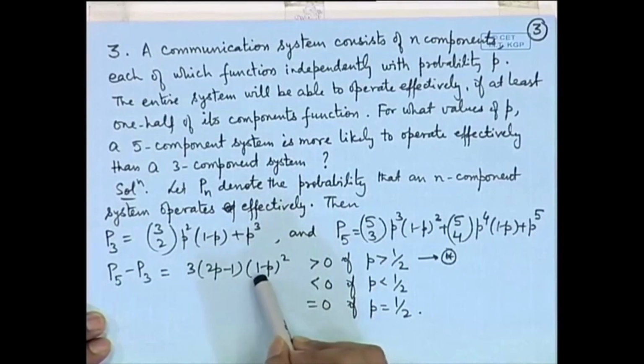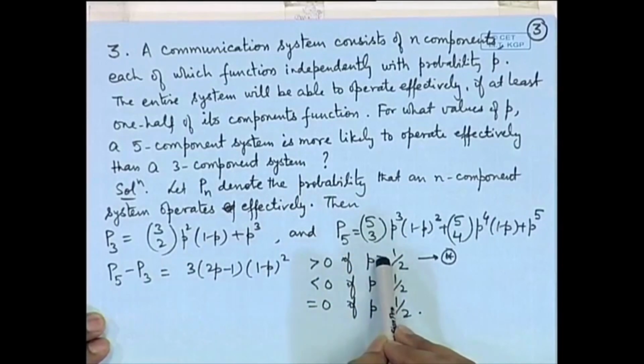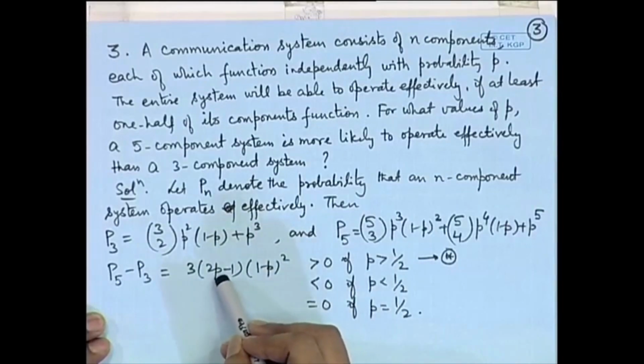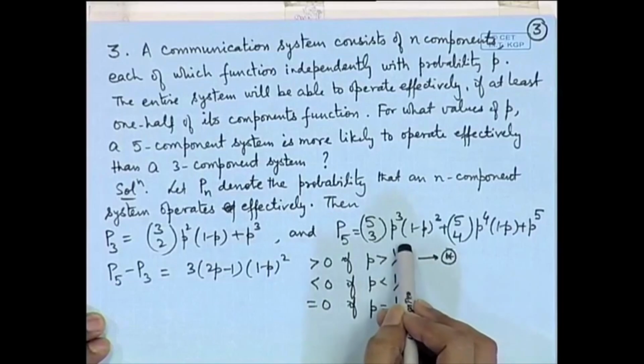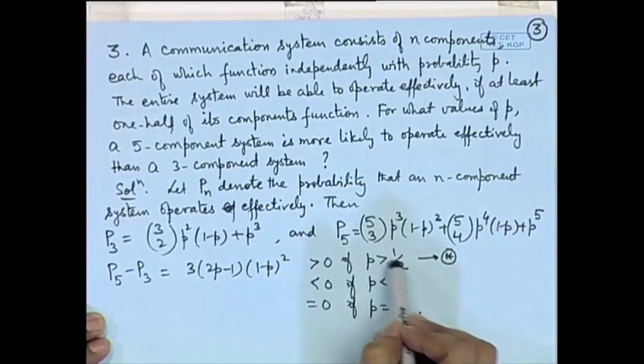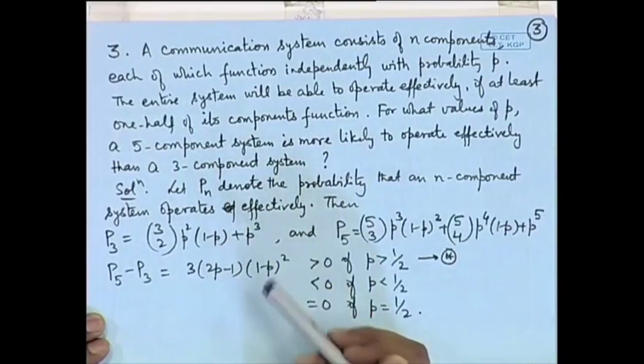Now, here you observe (1 minus p) squared is a positive term, because p is a number between 0 and 1. So, this expression is positive if p is greater than half. That means, a 5 component system is more effective if the probability of each component working effectively is more than 50%. So, this answers the question here.